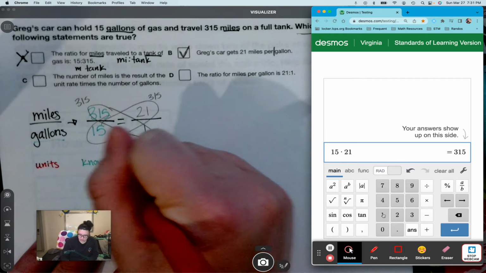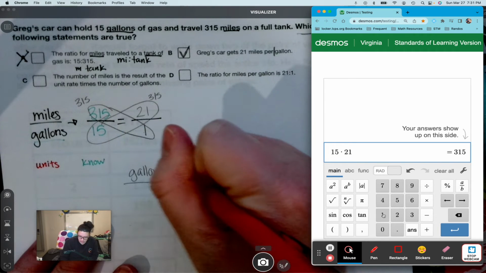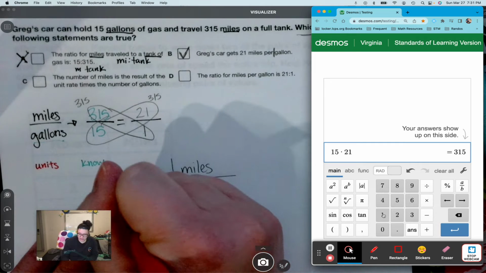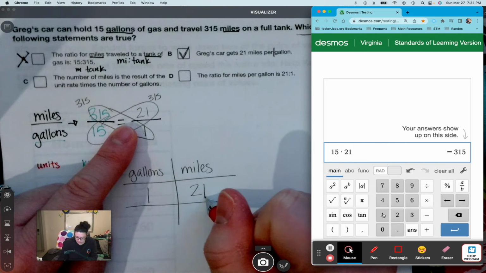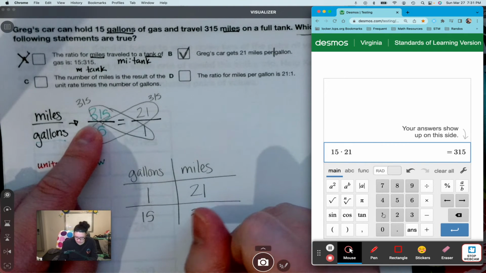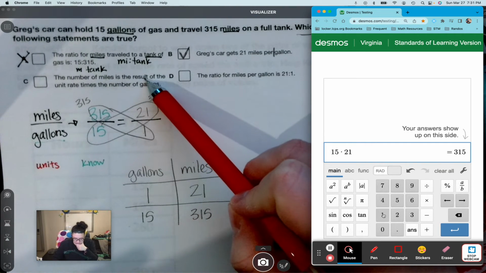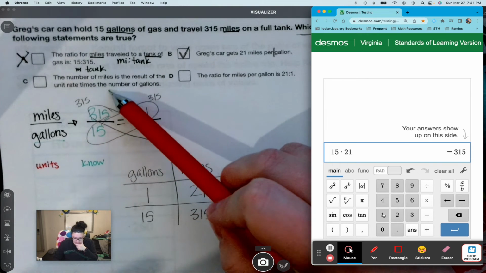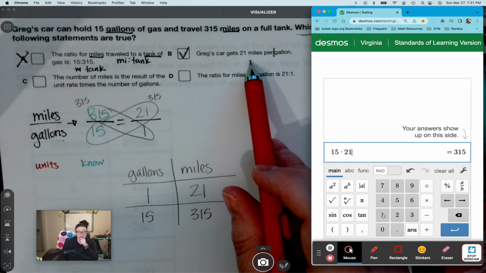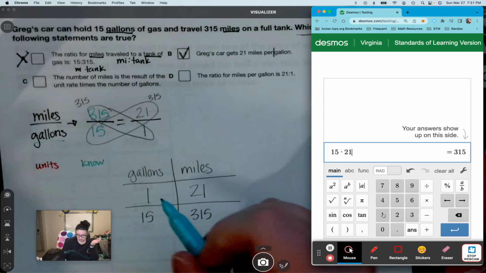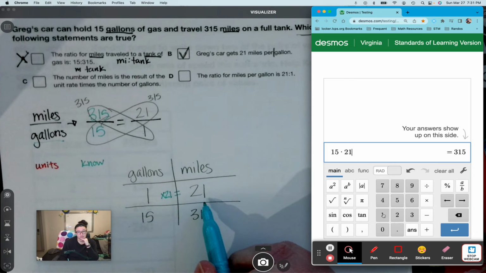So I know that if I take my gallons number and my miles and I put them on a table, I can see if I can see that relationship. So I know that 1 gallon is 21 miles, and I know that 15 gallons is 315 miles. It says the number of miles is the result of the unit rate times the number of gallons. We found our unit rate was 21 miles for 1 gallon. So let's see if that works. If I take my 1 gallon times 21, my unit rate, does that give me 21?